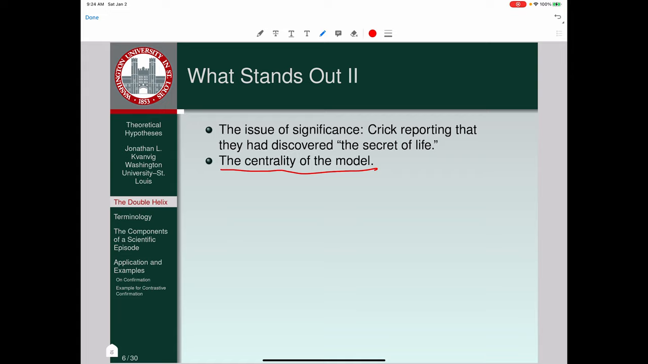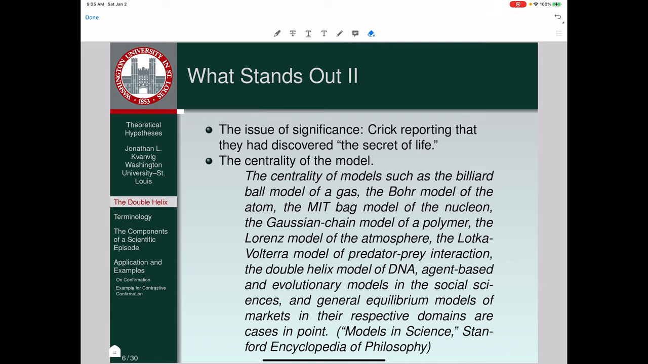This is part of Geary's enduring contribution to our understanding of science, is that we pay attention not to theories first, not to hypotheses first, but instead to models.